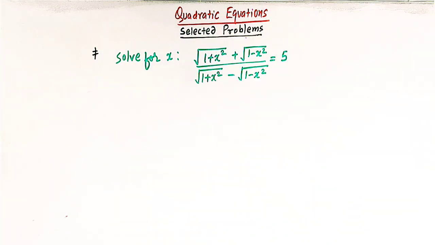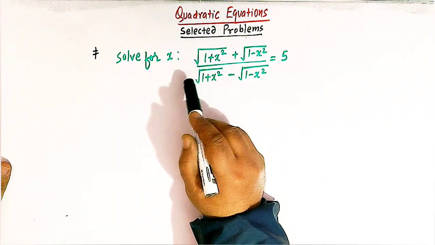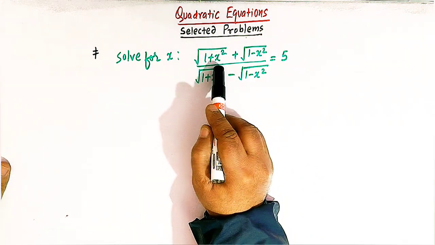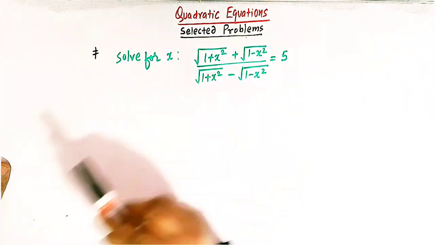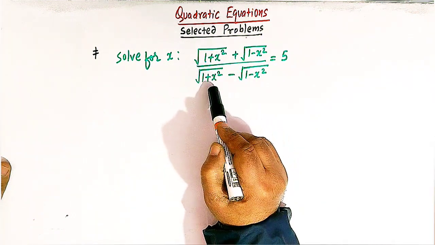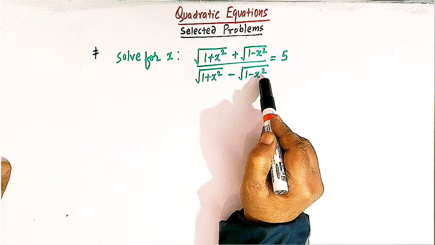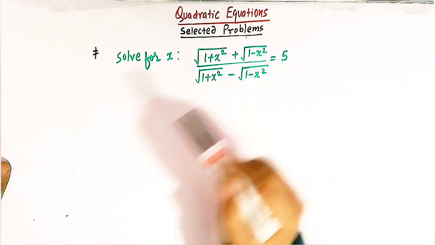Now let us solve this important equation. Here we have to solve for x, and the equation is given as (square root of (1 plus x) square plus square root of (1 minus x) square) divided by (square root of (1 plus x) square minus square root of (1 minus x) square) is equal to 5, right?